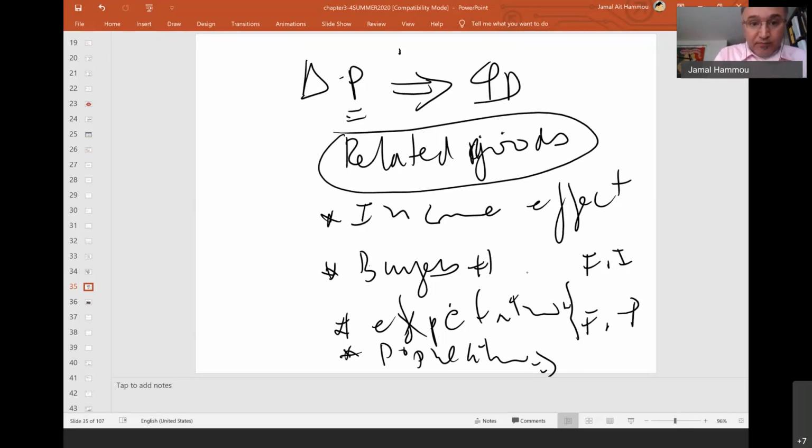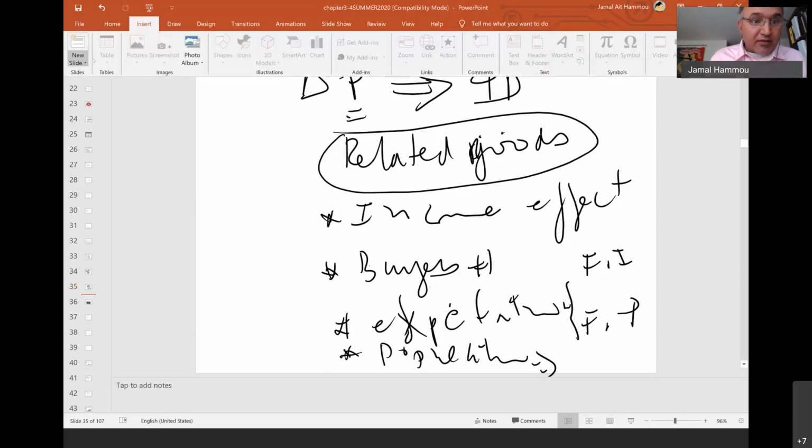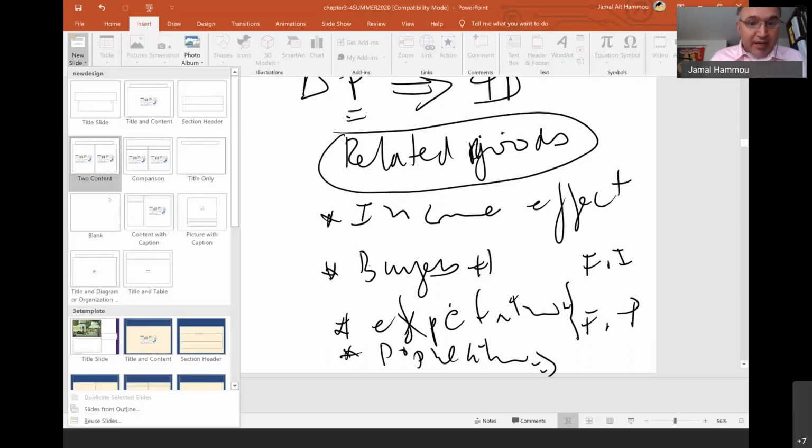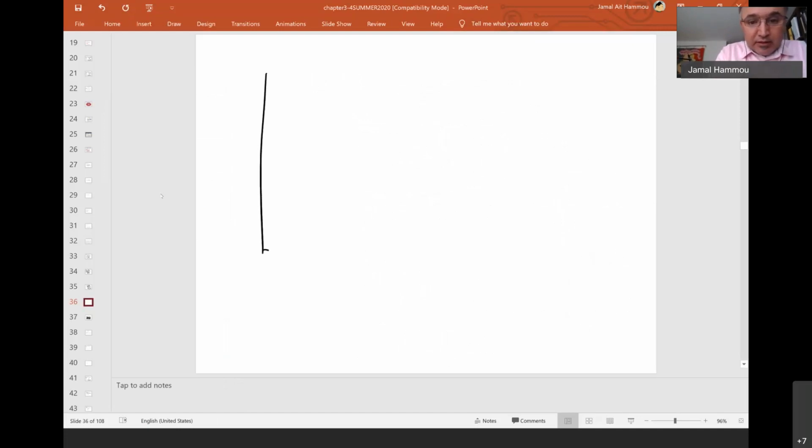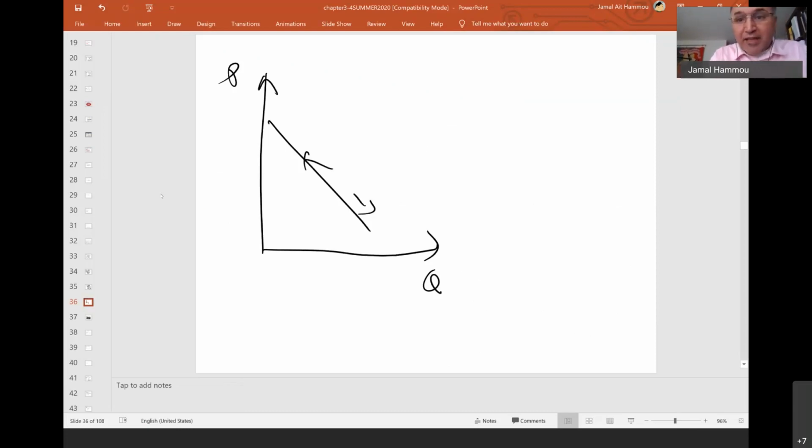Now we're going to make the difference between an increase in demand and an increase in quantity demanded. If we change the price, so you have the demand, you are moving along the demand curve. If you change other variables, or the determinants, anything other than the price, we will shift the demand curve.